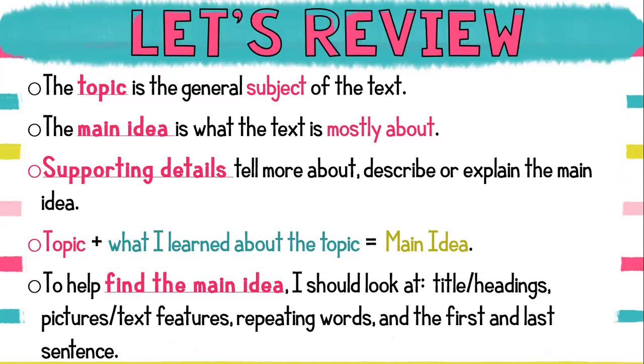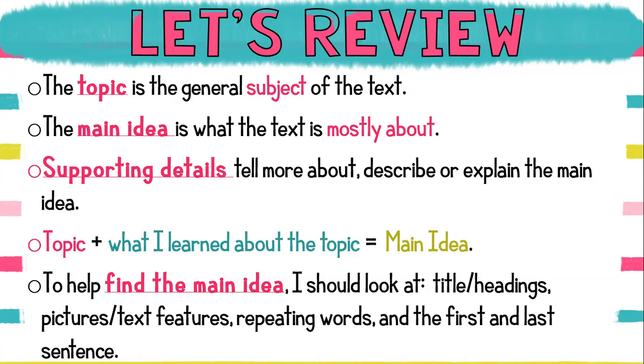So let's review a couple of things that we've learned so far in our lesson today. The topic is just a general subject of the text. The main idea is what the text is mostly about. Our supporting details tell me more about, describe, or explain the main idea. And how do we figure out our main idea? We use that main idea equation. So we have our topic plus what I learned about the topic, and that's going to equal my main idea.